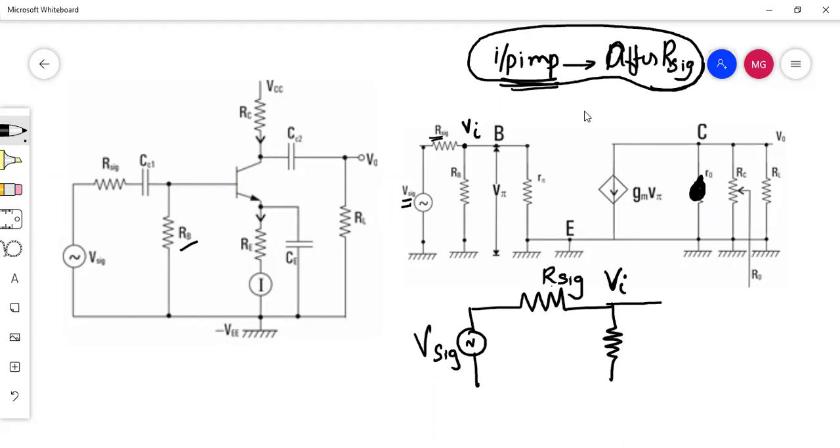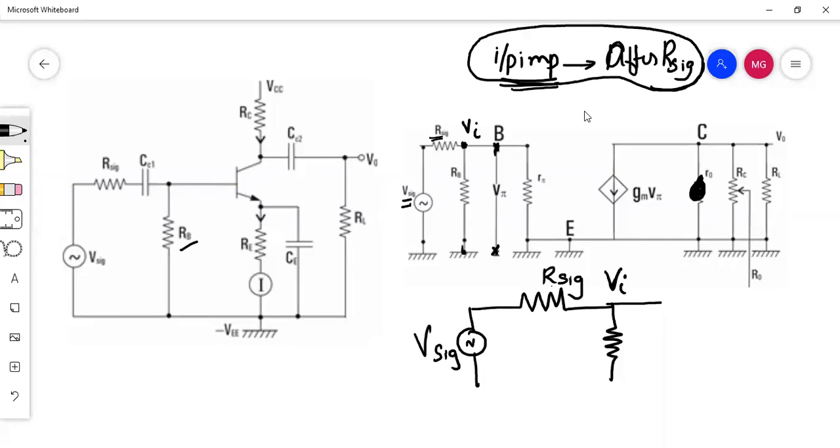So that Vi must be equal to which voltage? Can you tell me, this input voltage Vi is equal to which voltage? ഇവിടെ വരുന്ന ഈ വോൾട്ടേജ് എന്ന് പറയുന്നത് ഏത് വോൾട്ടേജിന് ഈക്വലന്റ് ആണ്? V pi, sir. Yes, V pi, correct. This voltage is the voltage across this point and ground. അതാണ് നമ്മുടെ ഈ V pi എന്ന് പറയുന്നത്.